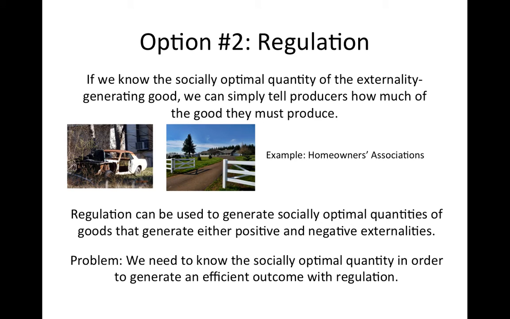The problem with regulation is that we have to know the socially optimal quantity of the good in order to arrive at an efficient solution, and often we don't know what that socially optimal quantity is. This is one of the criticisms of homeowners associations, which some believe are overly zealous in their regulation of homeowner behavior. The third way that we can remedy externalities is through taxes or subsidies.